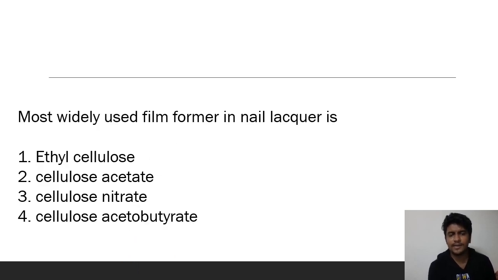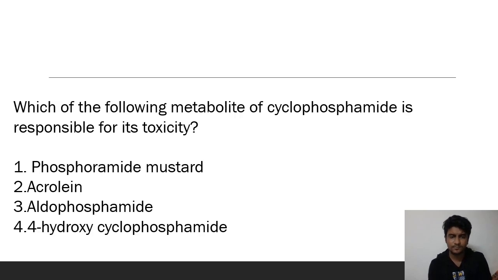Next up, the film former in nail lacquers. In nail lacquers, you usually have nitrates that act as the lacquer, the film formation. Ethyl cellulose is a polymer, so it is usually used in controlled sustained release. And acetate, yes, it is used, but nitrates to a greater extent would be the right answer.